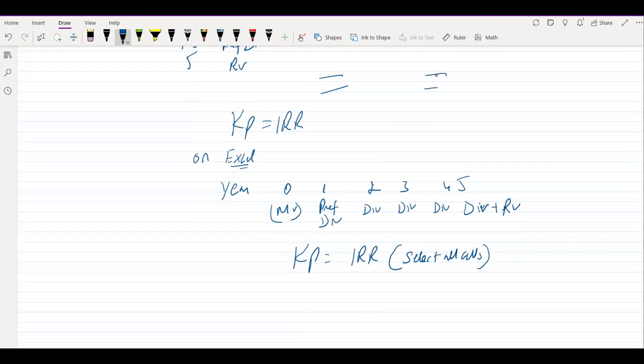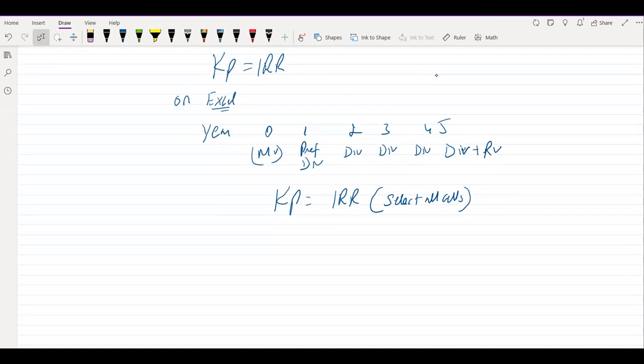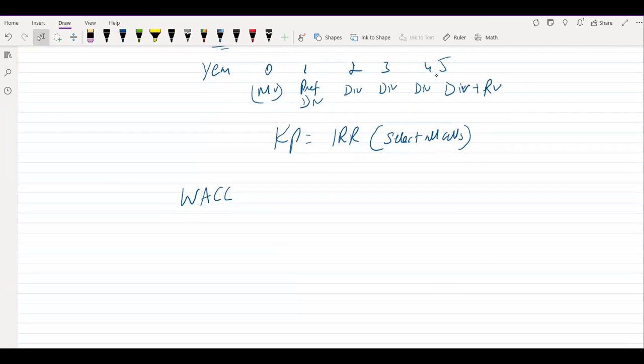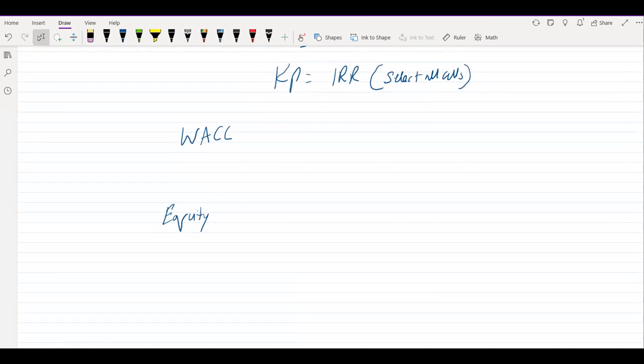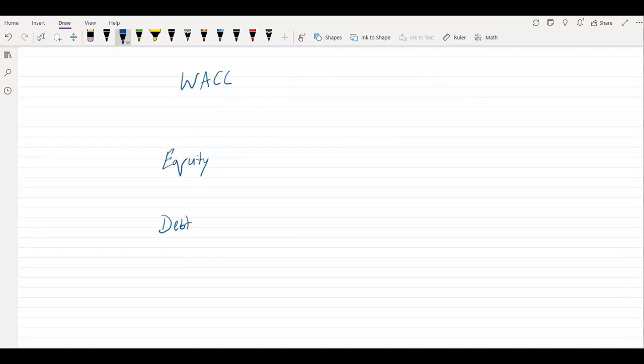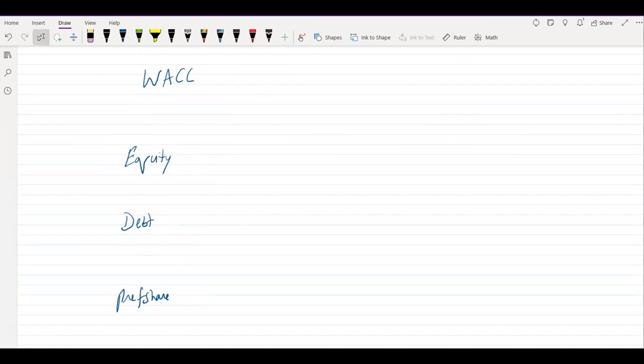Simple. That's how you will calculate. And then you will calculate the WACC. In WACC, first of all, calculate the market values of all sources: equity, debt, preference share. First of all, calculate the market value.